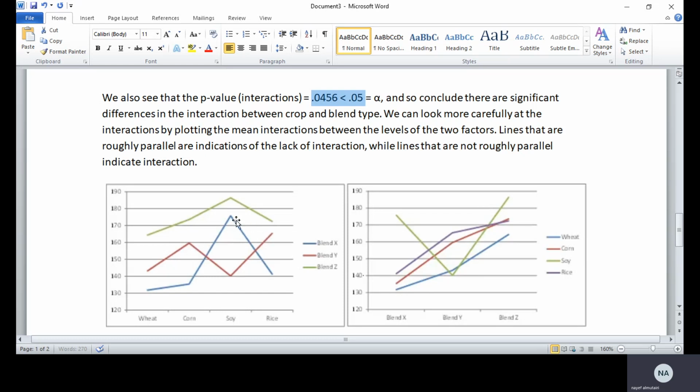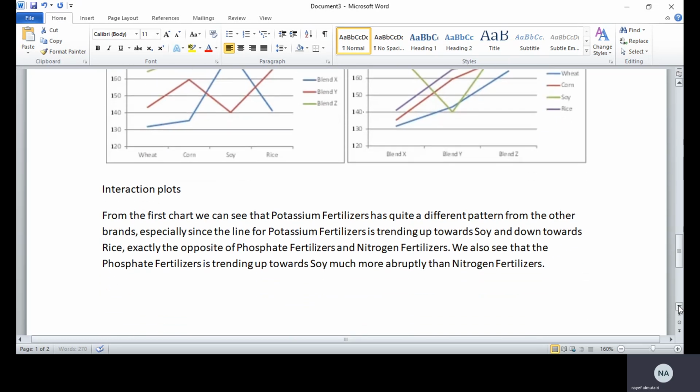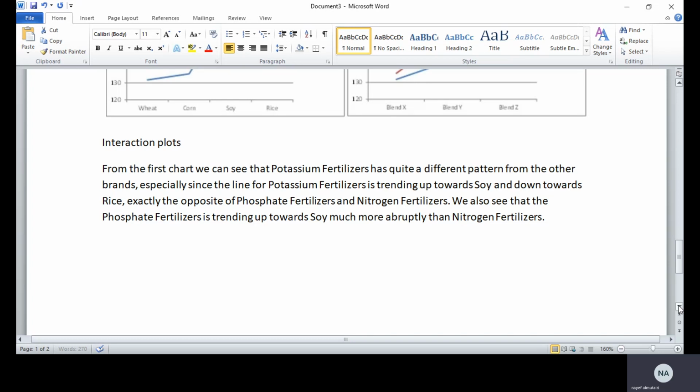Same thing here for blend X versus blend Y. While you can see that blend Z and blend X are not parallel, there is no touching between the lines. While there is a huge touching between, there is a huge change of increase and decrease in blend Y. So this is a nice example of interactions between different fertilizers and different crops.